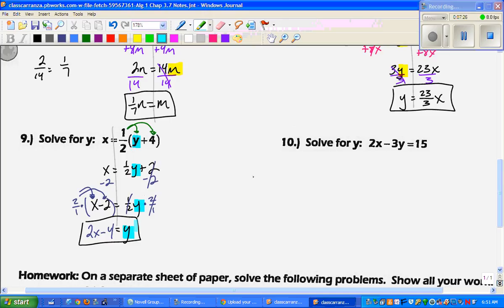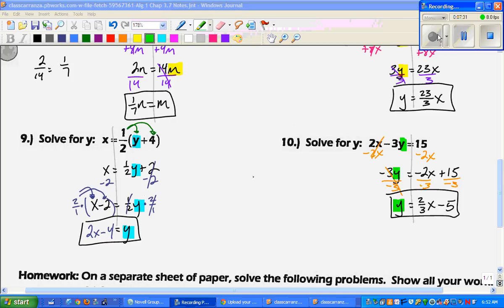All right, 10. Go ahead and pause the video and try it out. And there we go. First, I had to get rid of this positive 2x, so I subtracted 2x from both sides. 15 and negative 2 are unlike terms, so we cannot combine them. Negative 2x plus 15. The y still had the negative 3 attached to it, so we divided everything by negative 3. And we're left with y equals 2 over 3x minus 5.